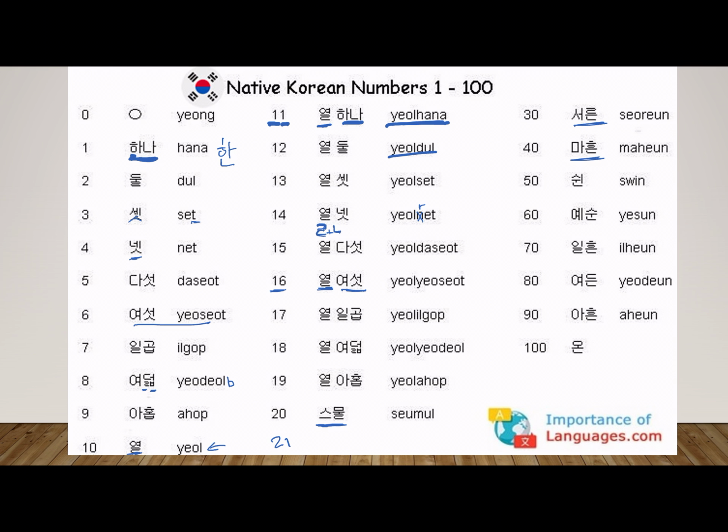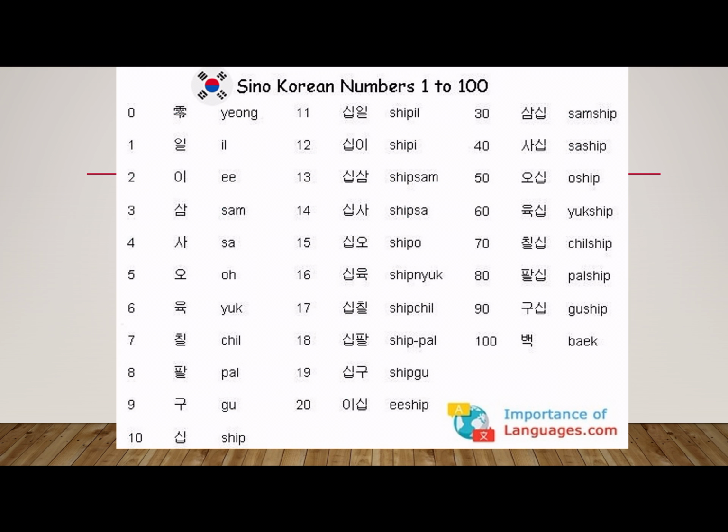I think I read that while I was researching for this lesson. To say numbers higher than 100, you always use Sino-Korean.